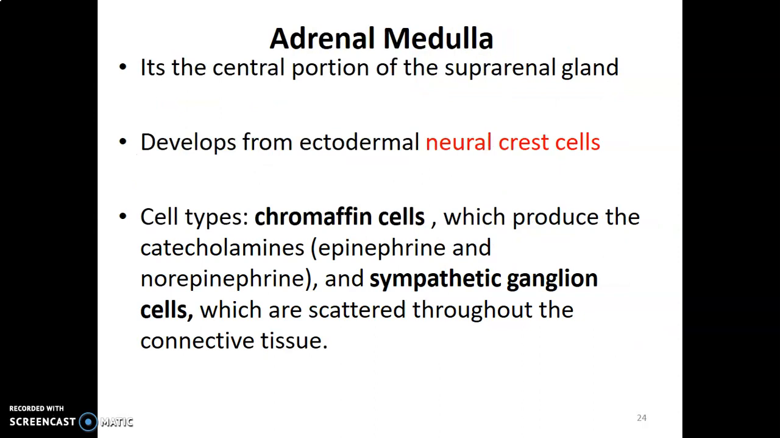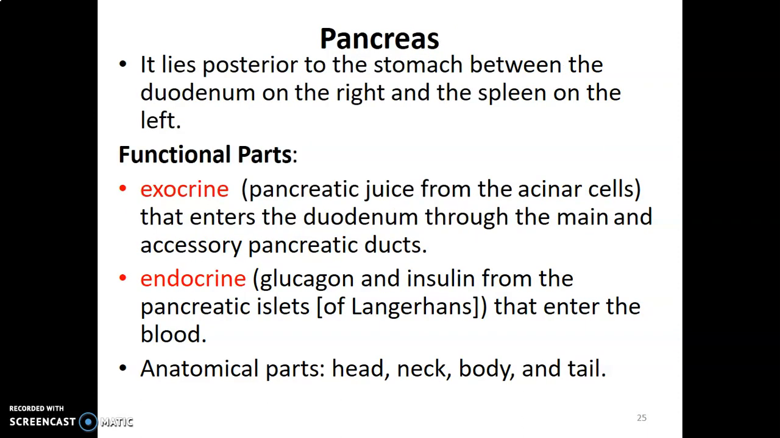Okay, so then we have adrenal medulla, which we had already said is at the central portion of the adrenal gland, and it's ectodermal in origin from the neural crest cells, made of chromaffin cells mainly, which produce epinephrine and norepinephrine. And remember, these cells, the chromaffin cells, communicate with the sympathetic ganglion cells. Okay, so they are actually scattered within the connective tissue of the adrenal medulla.